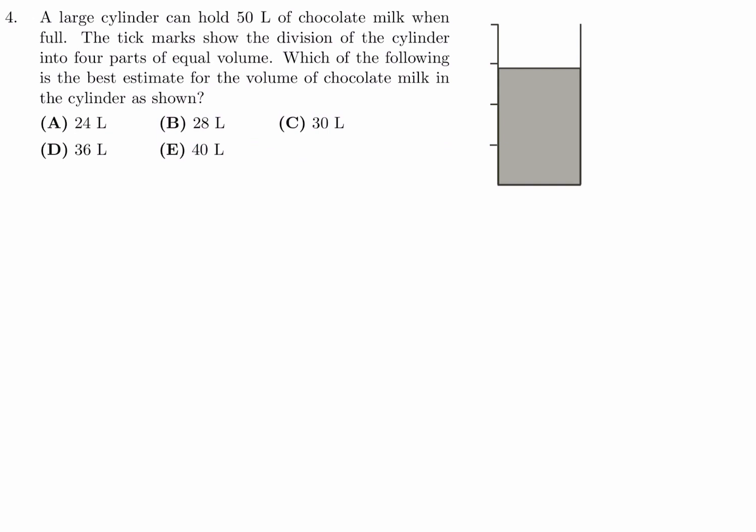A large cylinder can hold 50 liters of chocolate milk when full. The tick marks show the division of the cylinder into 4 parts of equal volume. Which of the following is the best estimate for the volume of chocolate milk in the cylinder as shown? 50 is the full capacity divided into 4 equal parts, so this will be 12.5, 25, and 37.5. So it's right below 37.5. So which of these answer choices is right below 37.5? And this would be the best selection. Number 4 is therefore D.